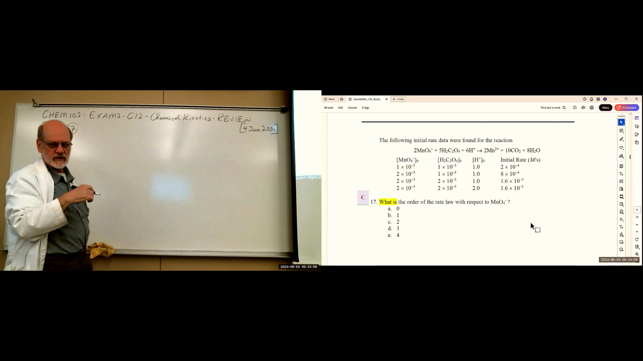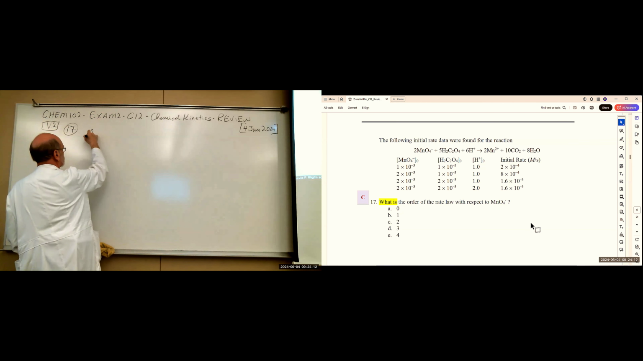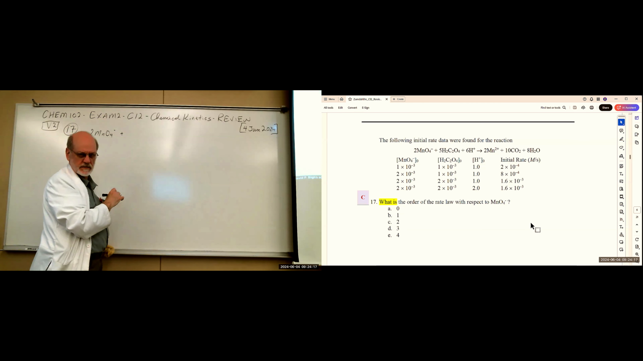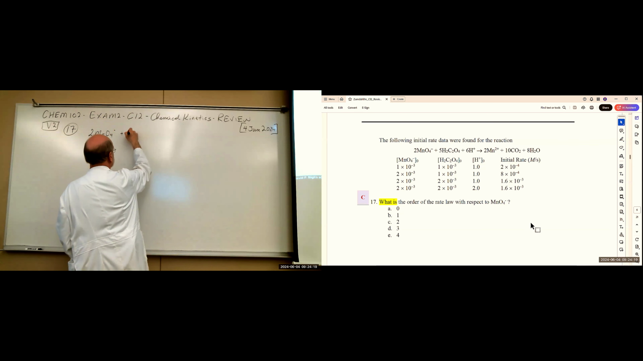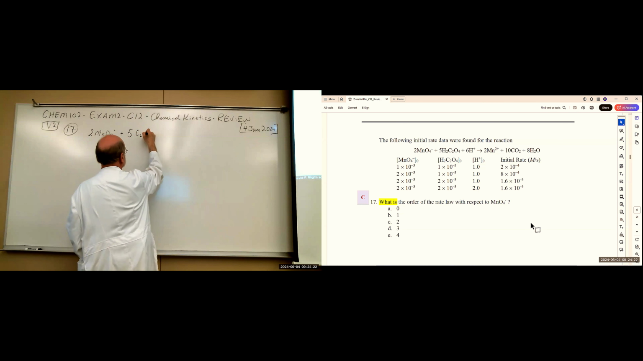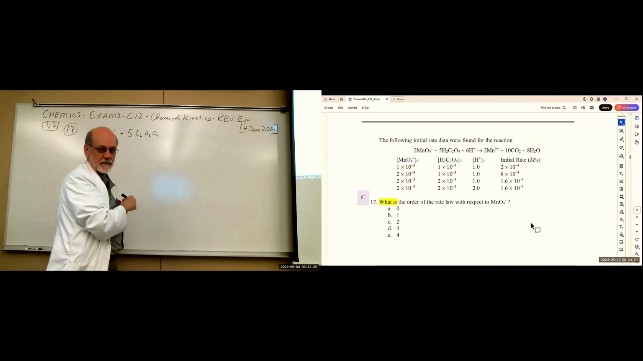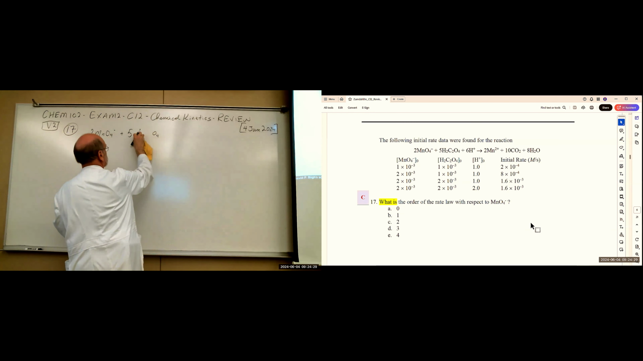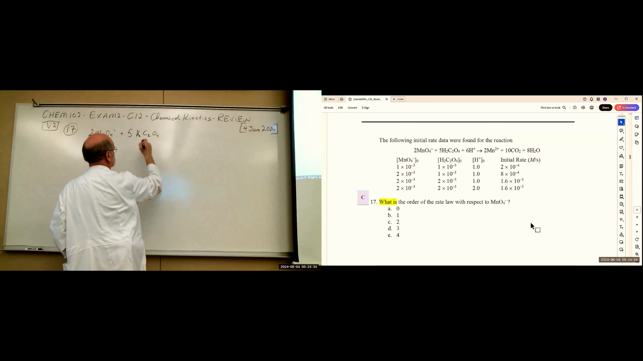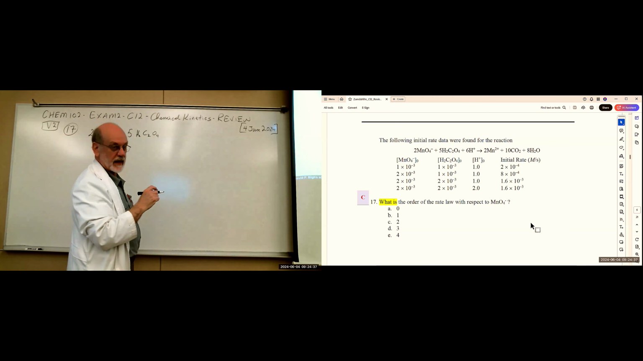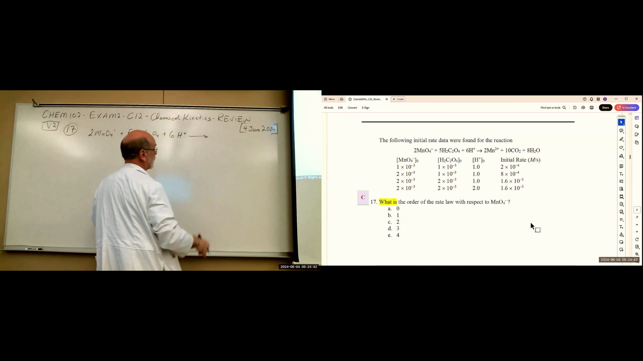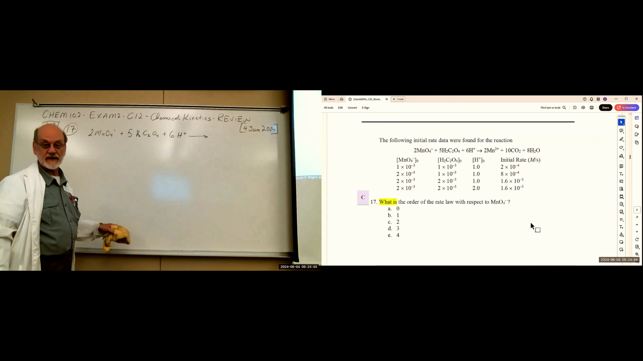But I write out the equation, 2 MnO4⁻ plus 5 H2C2O4, is it? H and C backwards. H comes first. That's right. This is oxalic acid, I think. There we go. And then we have some of these. And that's as far as you need to go, because that's all the data we have.